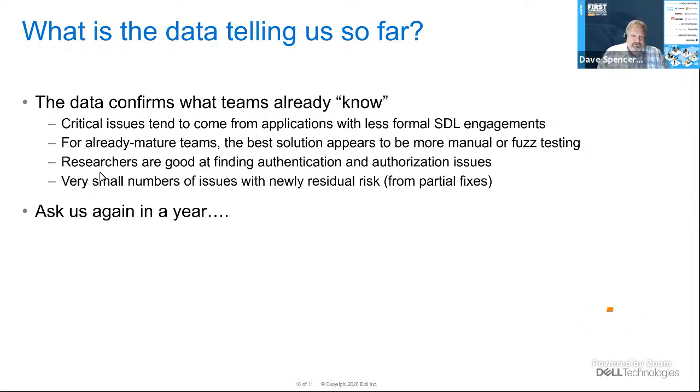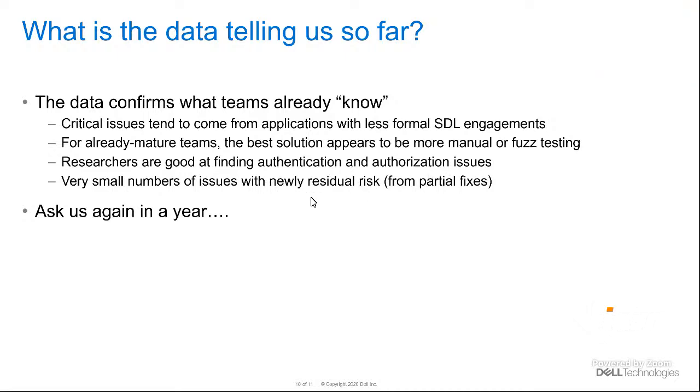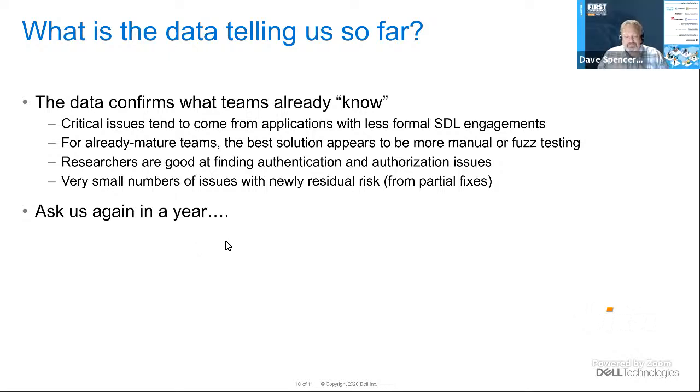We know that researchers are pretty good at finding issues that relate to authentication and authorization. Again, no big surprise there. The sorts of environments that researchers are attacking are slightly different than the ones that developers are testing in. And we have found a very small number of issues that have some newly residual risk. So something new that was discovered during root cause analysis that we need to document going forward. Very small number, but they are there. So it's good to see. But I think the real message is, ask us again in a year. We'll be maturing this process, and hopefully I'll have a chance to speak again about this another time.